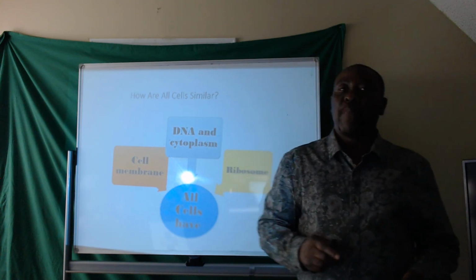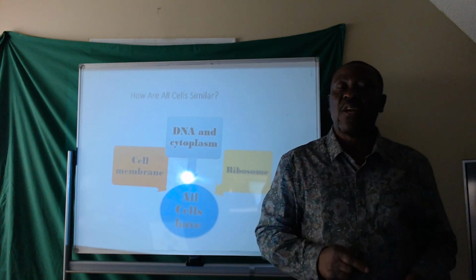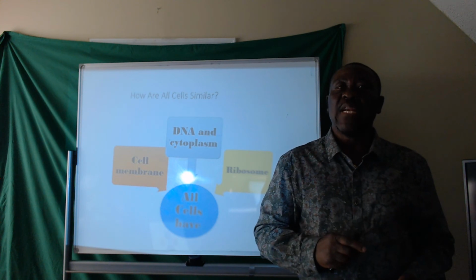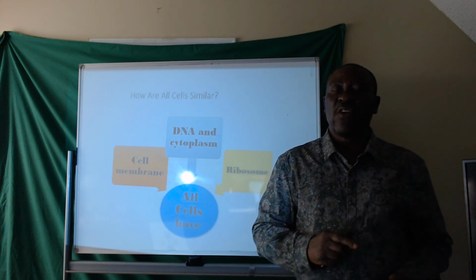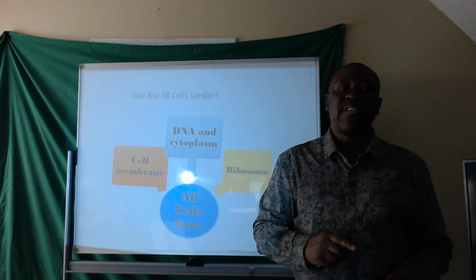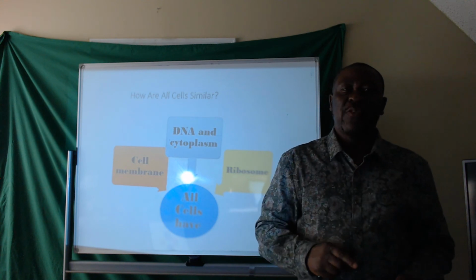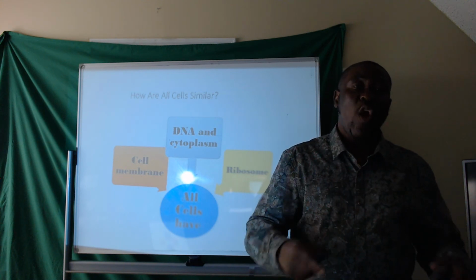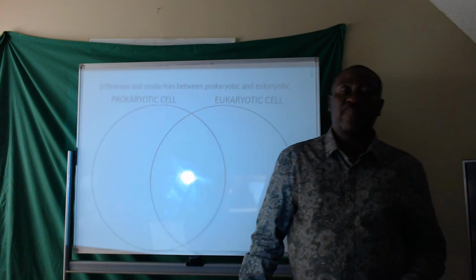Four important parts that all cells have in common. Number one, all cells have DNA. Number two, all cells have cytoplasm. All cells have a cell membrane, and all cells have ribosome. And I've already explained why all cells need to have that, all right?